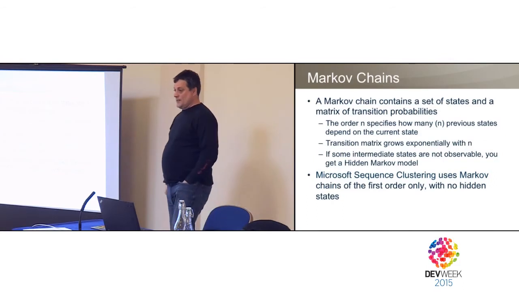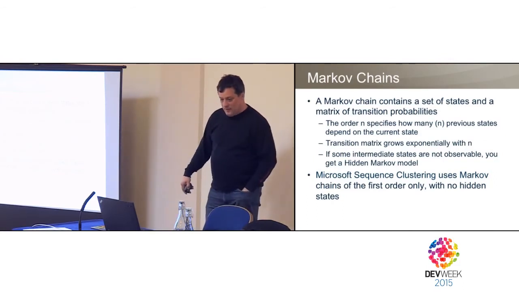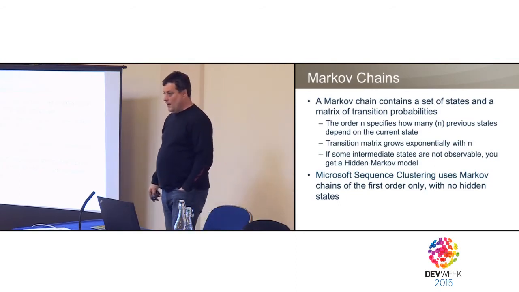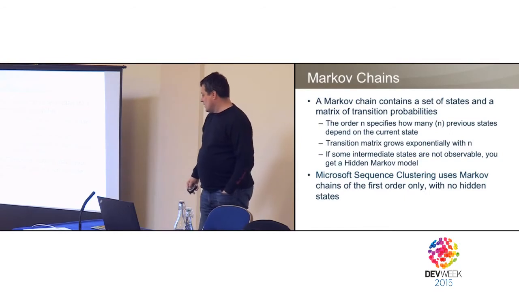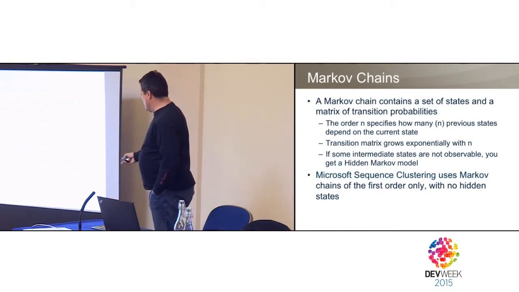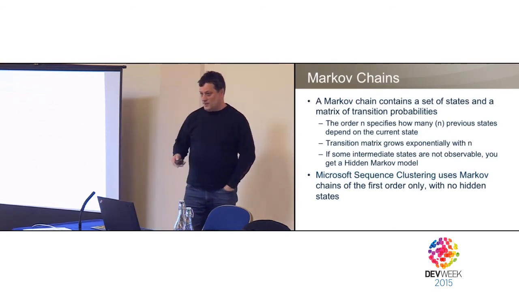And if some states are hidden, you cannot see them, you just know that they are there, then we have a hidden Markov model. So this can become extremely complex. Fortunately, Microsoft sequence clustering uses Markov chains of the first order only, no hidden states.